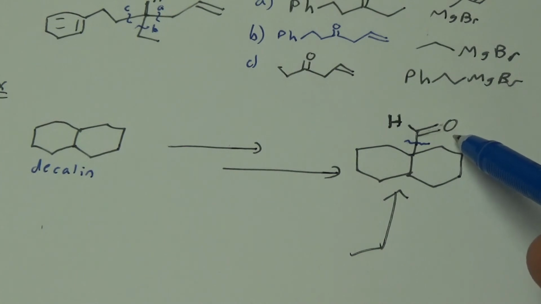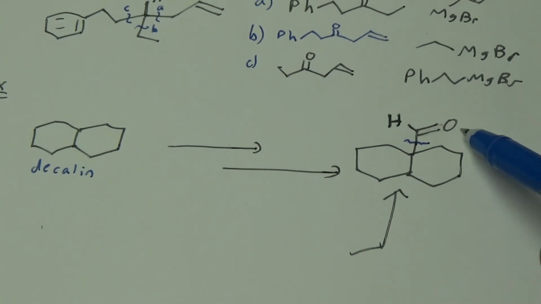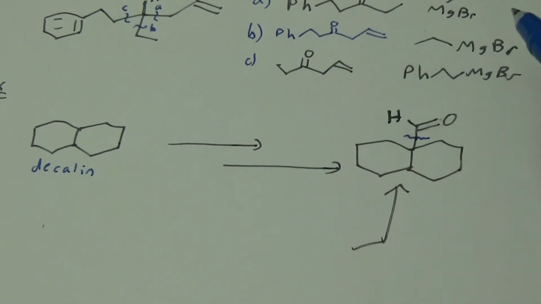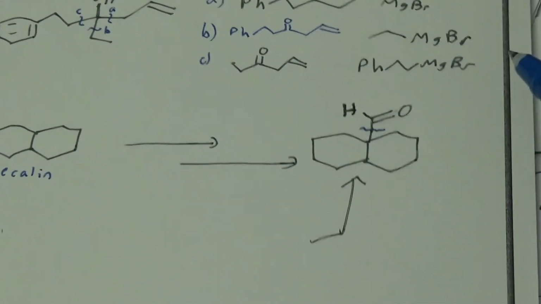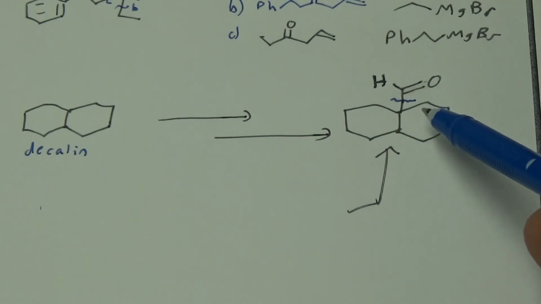When you learn your reactions, you need to learn what the starting materials are, what the products are, what the mechanism is, and I think what the reagents are, right? What reactions do you know that make aldehydes? You do. It's not Grignard, though. Grignards don't make aldehydes. Grignards make alcohols. All of these are alcohol-making reactions. So it's not going to be a Grignard, because Grignards don't make aldehydes.